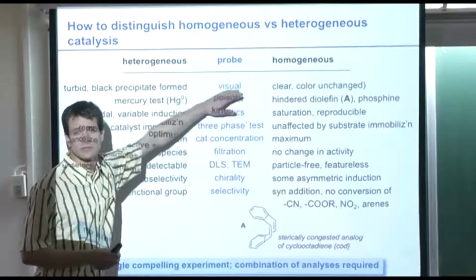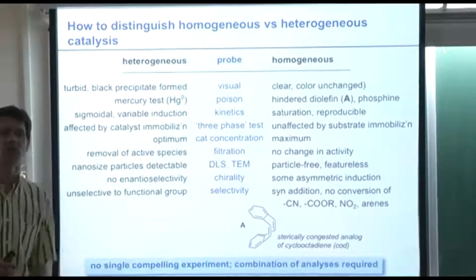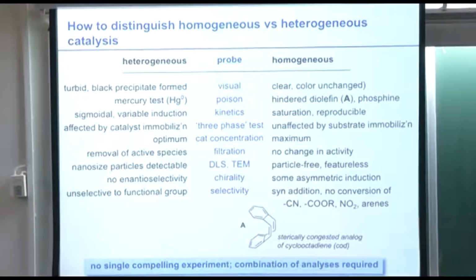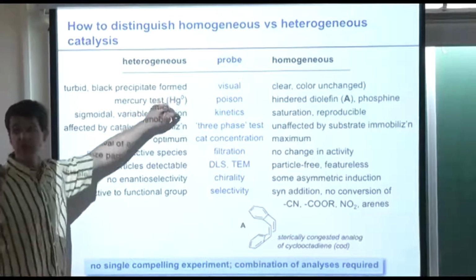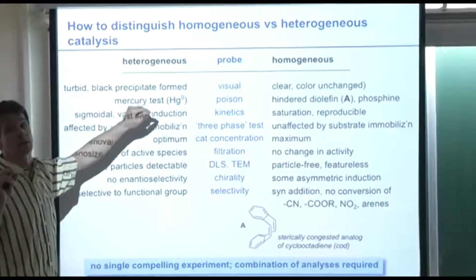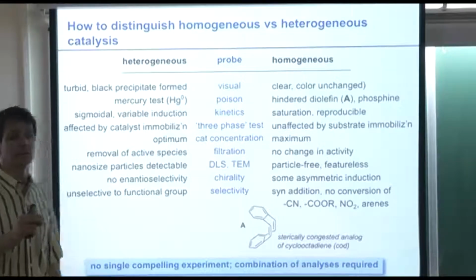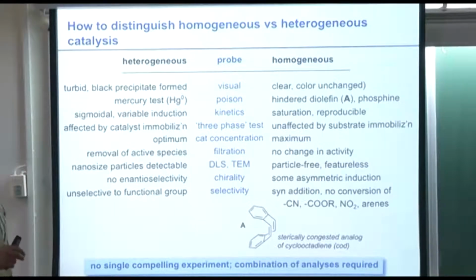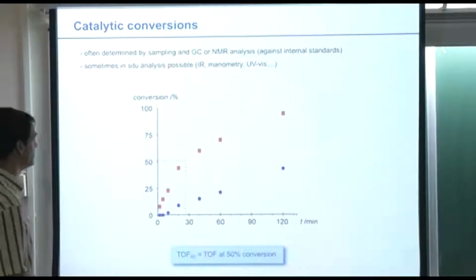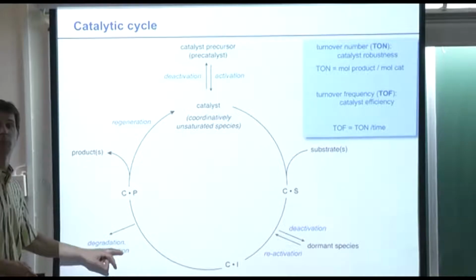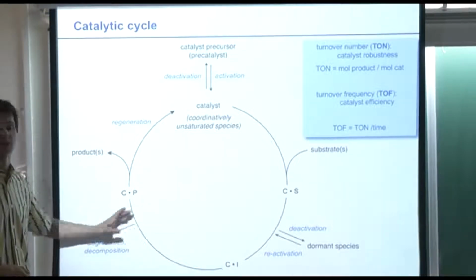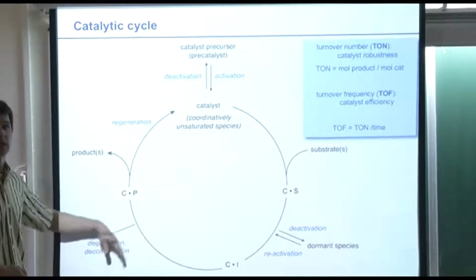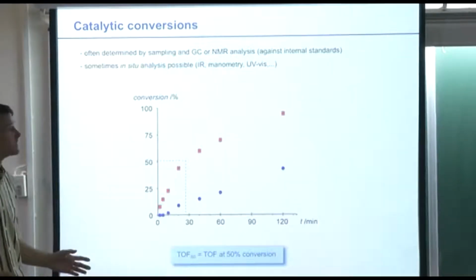One is, of course, the visual appearance. If we get a turbid solution formed, if we get some black precipitate, if we get some visual decomposition, that may tell us it's heterogeneous. Still, we have to make sure that the precipitation or the perturbance is associated with catalytic activity. It could also be a partial decomposition that we observe, which leads to a heterogeneous, degraded, inactive product, and the reaction is still homogeneous.